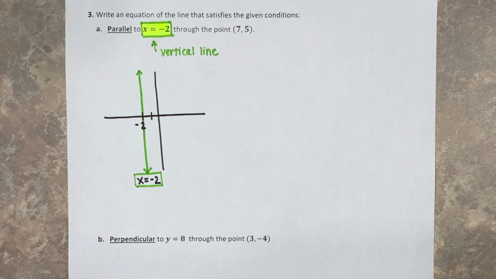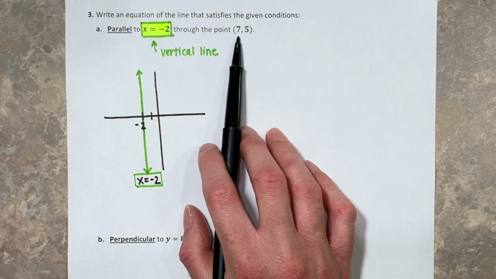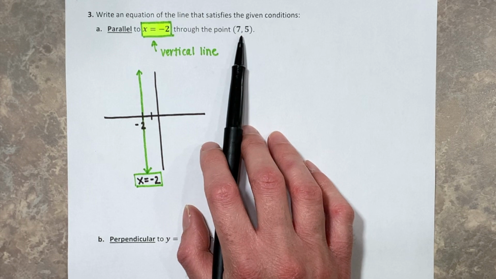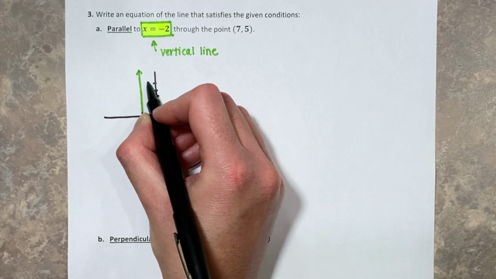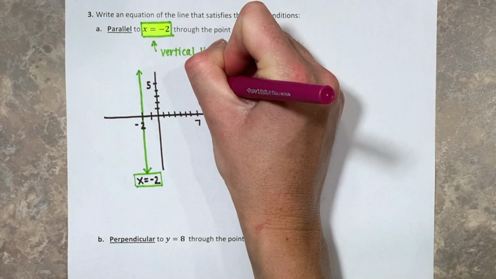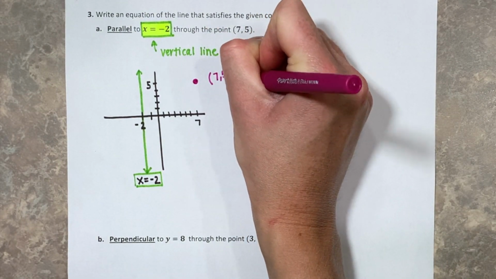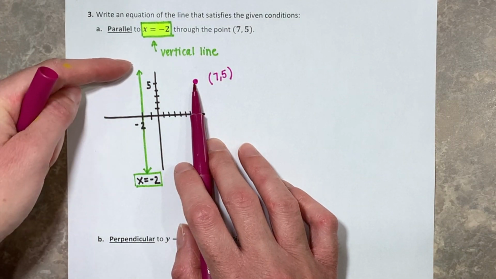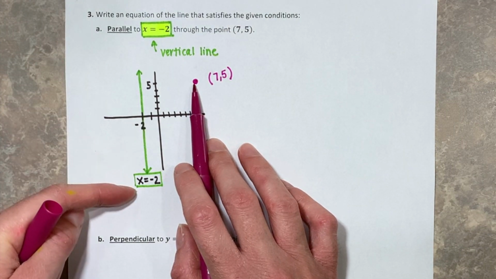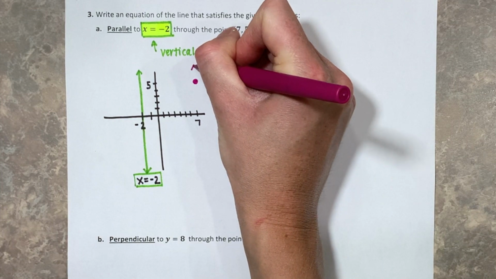And our new line has to go through the ordered pair 7, 5. So let's plot this ordered pair. So our new line has to go through this point, and it has to be parallel to this given line. So our new line will look like this.